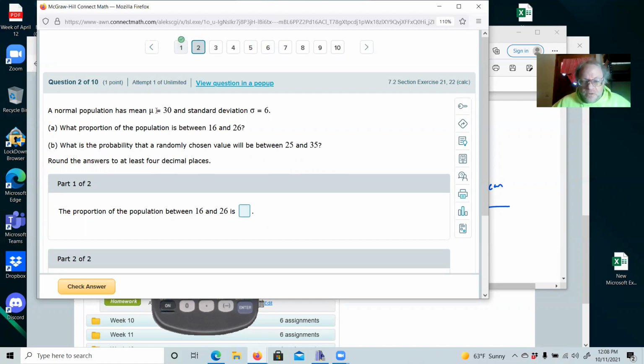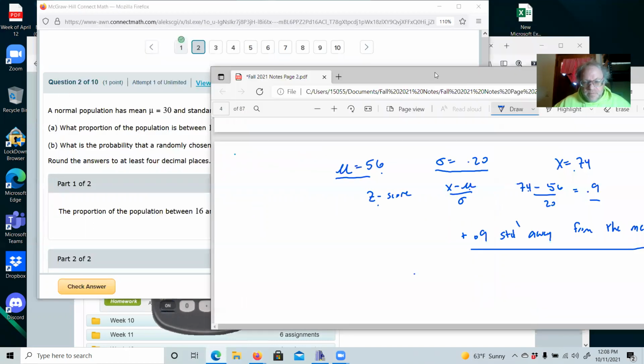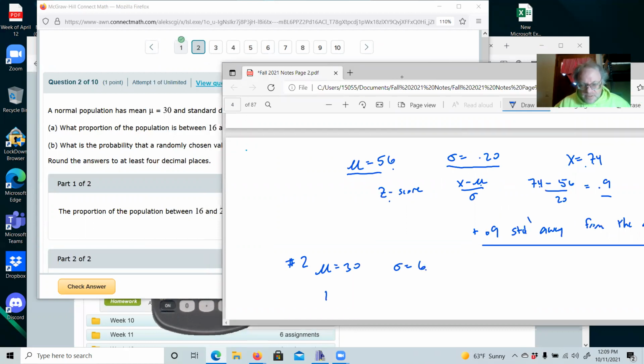Now we get back into the normal distribution. We have a normal population which has a mean of 30 and a standard deviation of 6. So there's number 2. What proportion is between 16 and 26?